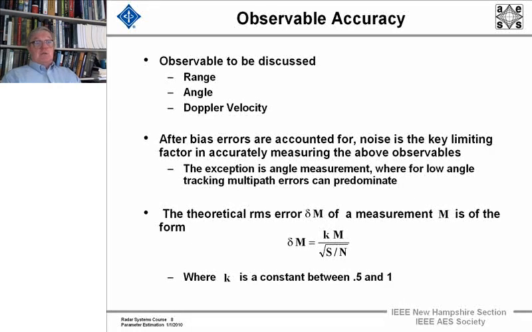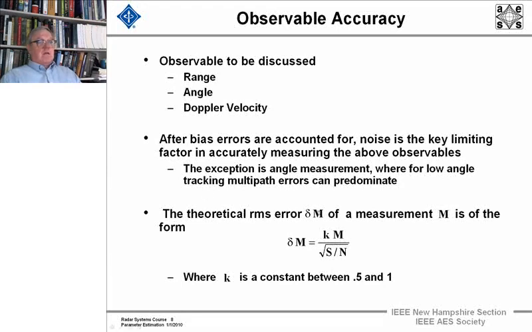And the exception in this angle measurement is where, for very low angle tracking, multipath errors, as I pointed out in the propagation lecture, where part of the beam bounces off the ground if it's flat and can come up, and the phase of the main beam and its multipath path can interfere, and they can cause large errors. But these are conditions where you're looking at a reasonably high elevation angle.